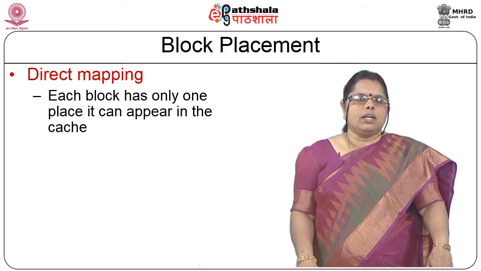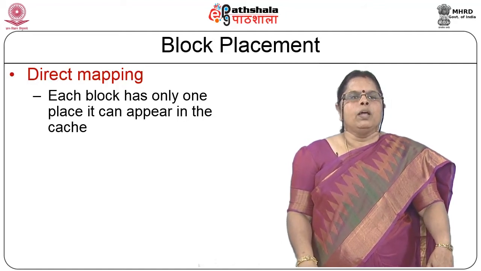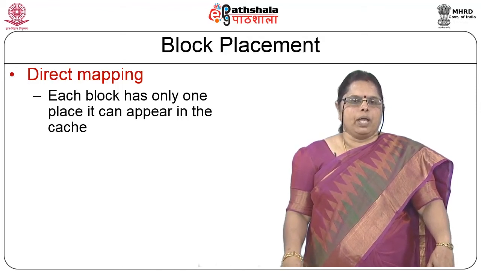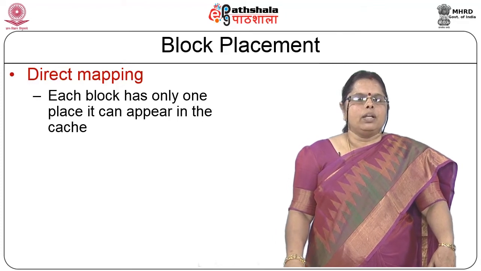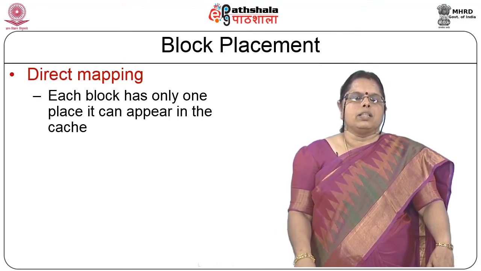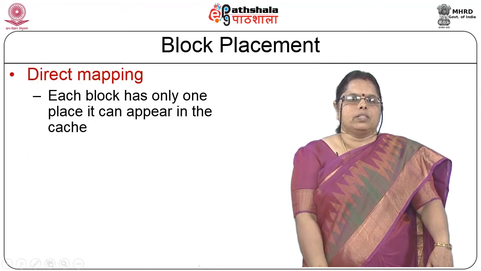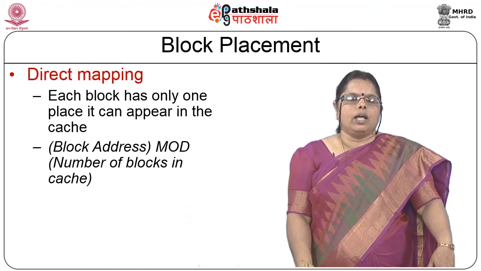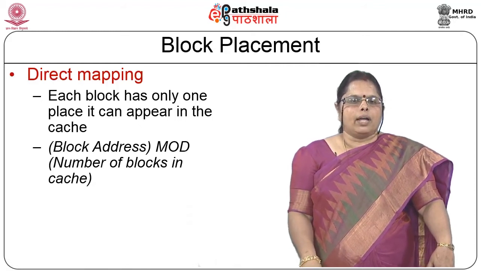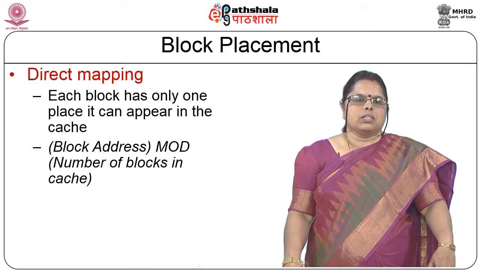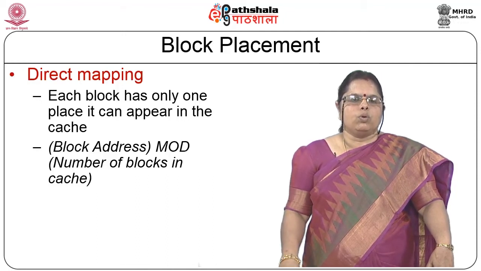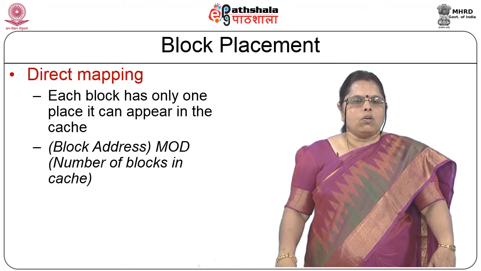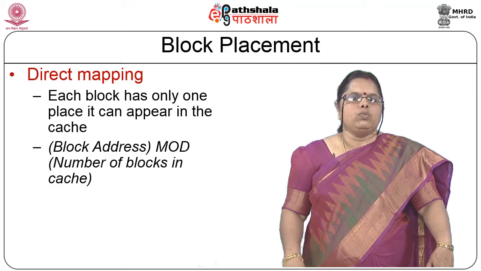There are basically 3 different ways in which you can do the mapping. One is direct mapping. In direct mapping, each block of main memory can be accommodated in one and only one place in the cache. It can't be put anywhere else. This is done with the help of the mapping policy: block address mod number of blocks in cache. Say, for example, block 0 of main memory goes to block 0 of cache, block 1 of main memory goes to block 1 of cache, and so on and so forth.